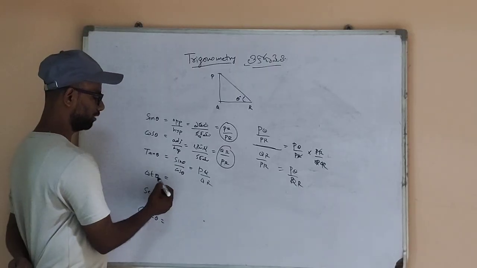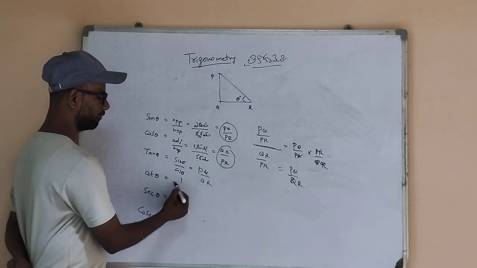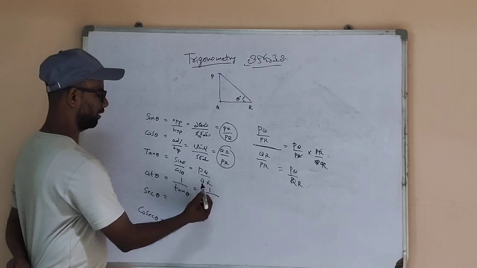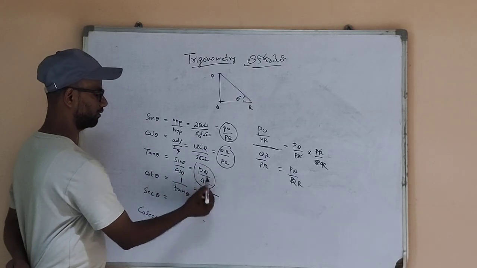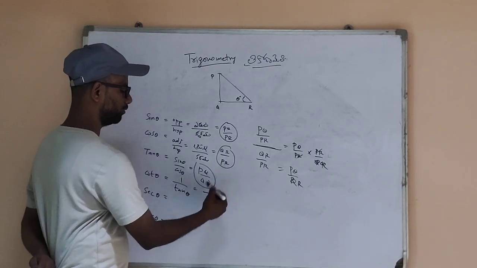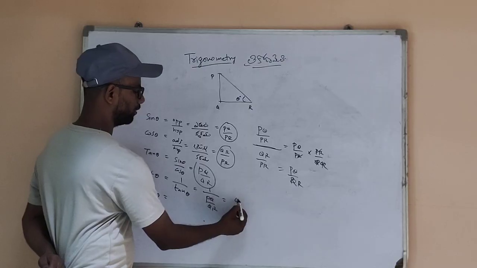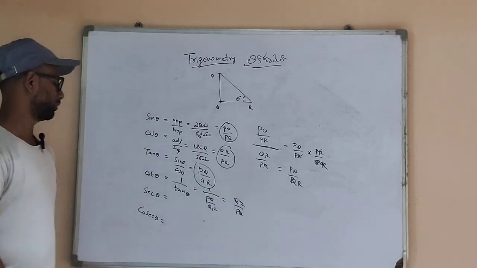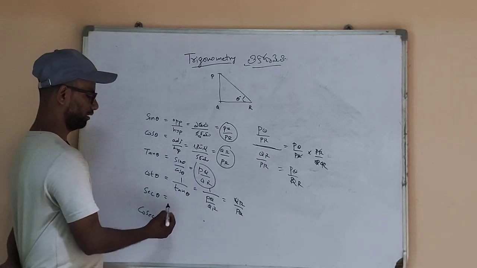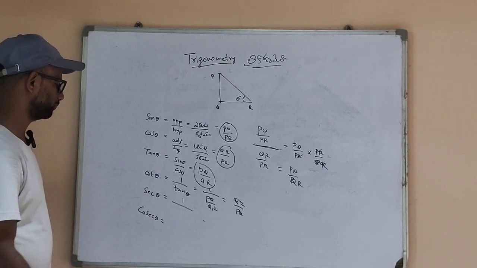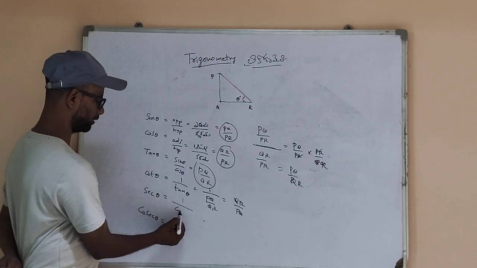Next, what is cot theta? Cot theta is the reciprocal of tan, 1 by tan theta. We got the tan value as PQ by QR, so on reciprocating it we get QR by PQ. Next, secant theta. The formula for secant theta is 1 by cos theta.